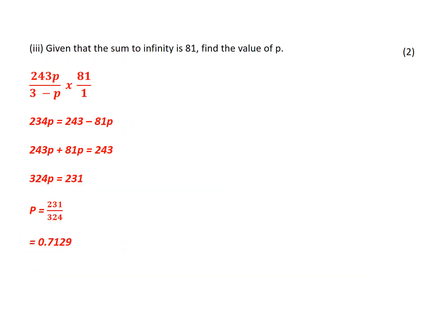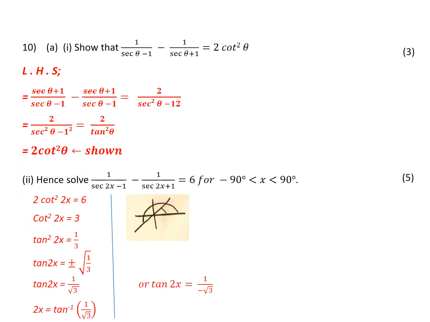Part 3. Given that the sum to infinity is 81, find the value of P. We can again use the answer from the previous question, and we will again do the same. And as you can see, my working over here clearly shows that I have the value of P.